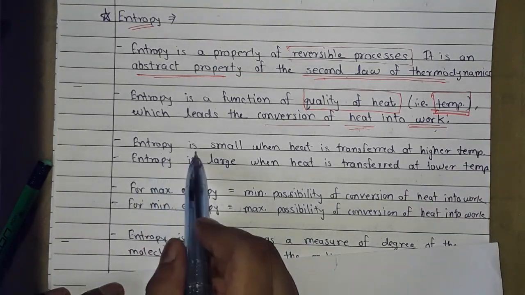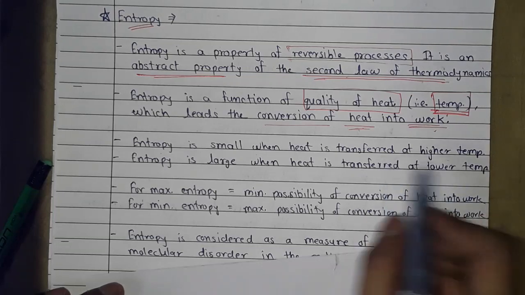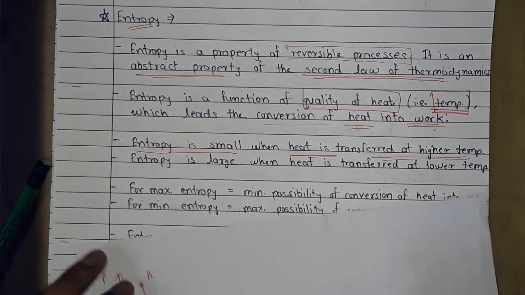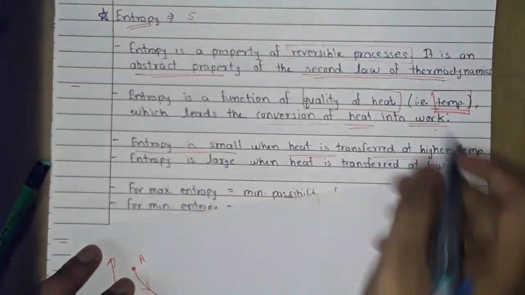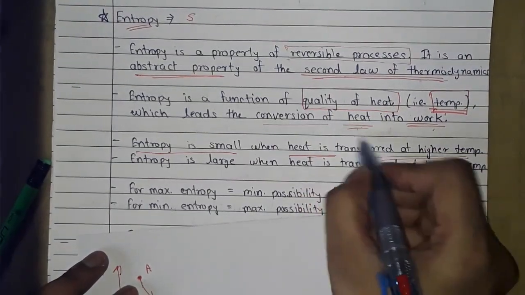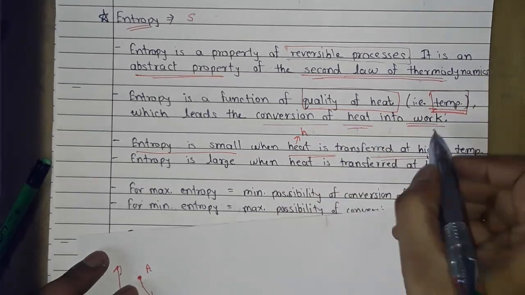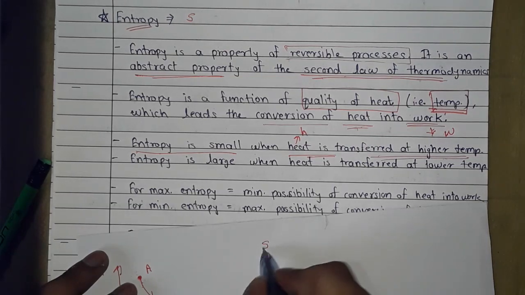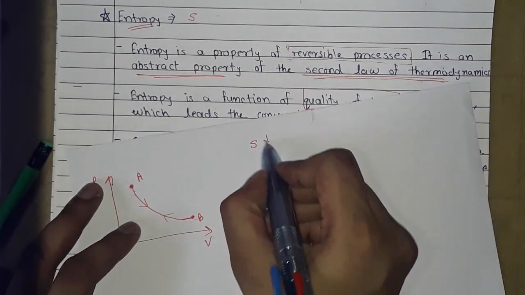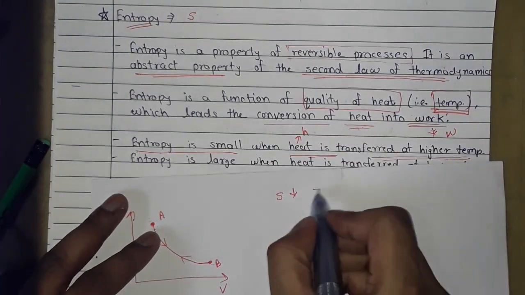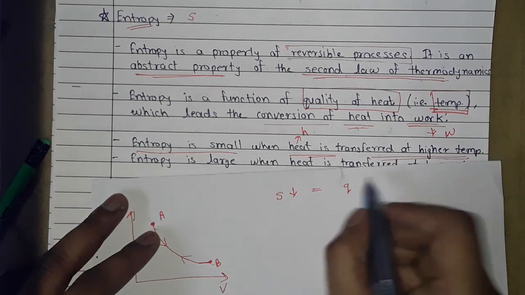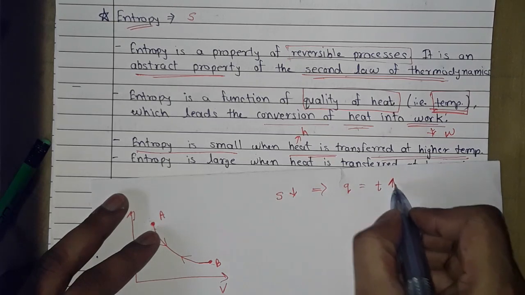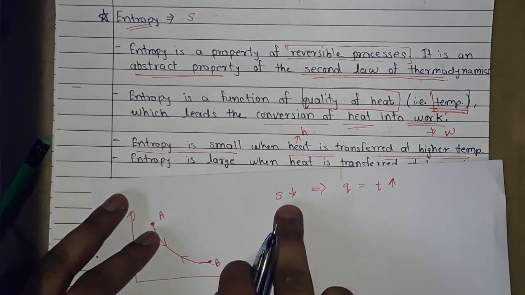Now here, friends, entropy is small when heat is transferred at higher temperature. Suppose the symbol of entropy is S, the symbol of heat is H, and the symbol of work is W. Here, friends, entropy is small, or less, when the heat Q is transferred at higher temperature, then entropy is low.